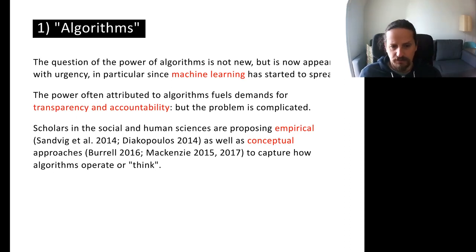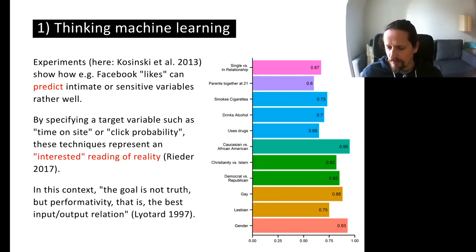And there have been, very broadly, two directions. One of them is the empirical study of algorithmic systems, for example trying to capture or collect data and then reverse engineer or get some kind of insight into the workings of the system, or maybe even doing a code audit, looking at the source code. The other is something more conceptual, where scholars try to think about what kind of epistemological agent an algorithm is. How do machine learning algorithms operate, or even think? I think both of these directions are very interesting.